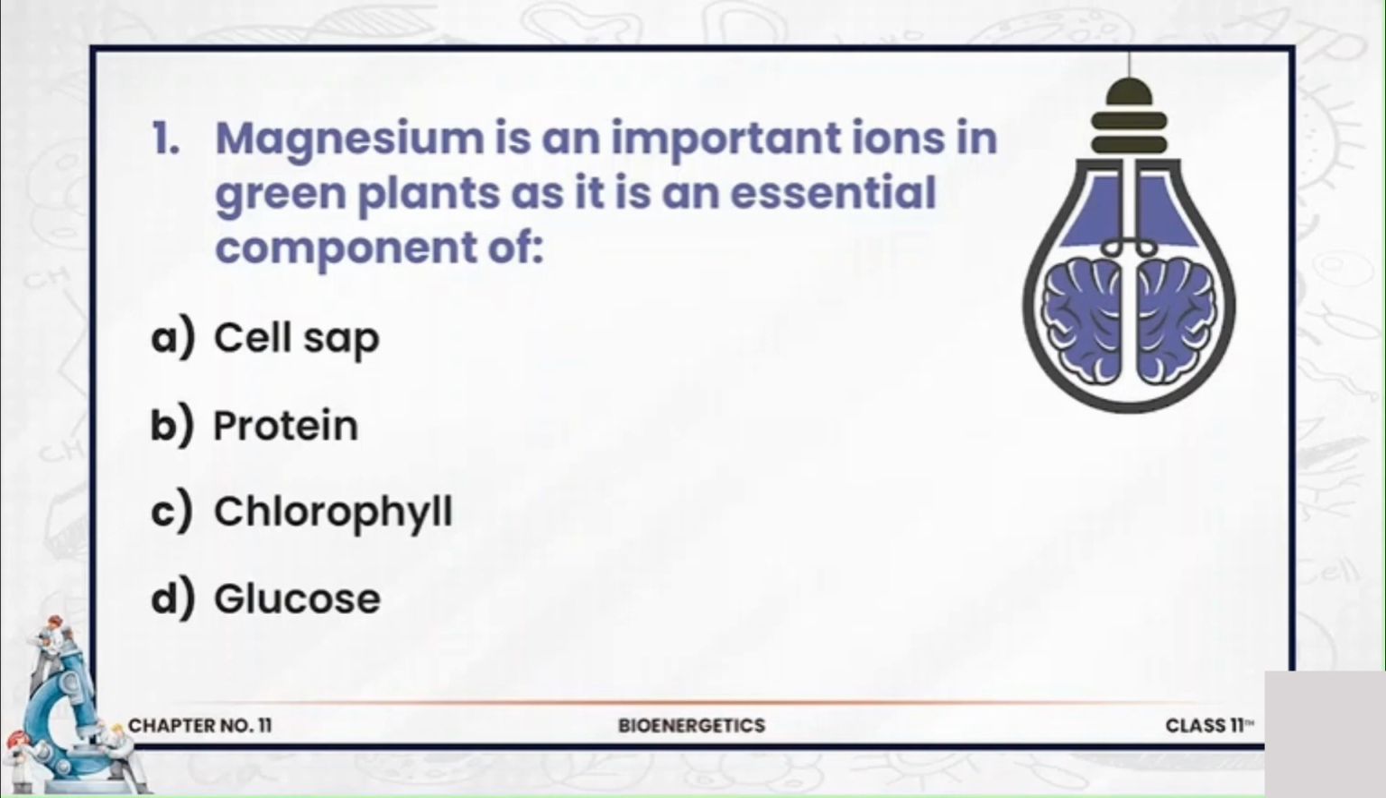So first MCQ is, magnesium is an important nutrient in green plants as it is an essential component of. So alpha option is cell sap, beta option is protein, Charlie option is chlorophyll, and delta option is glucose. So obviously it is Charlie option, that is chlorophyll.